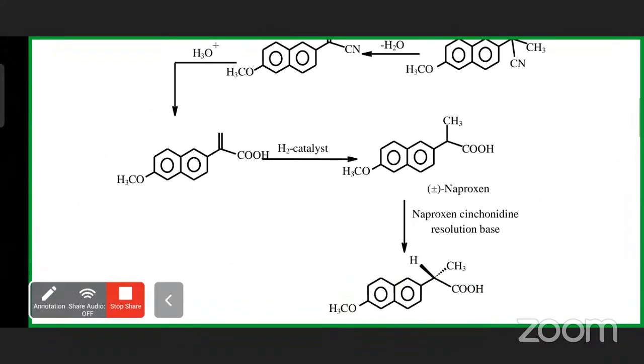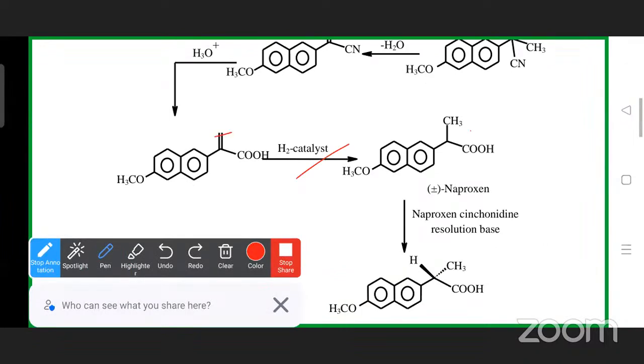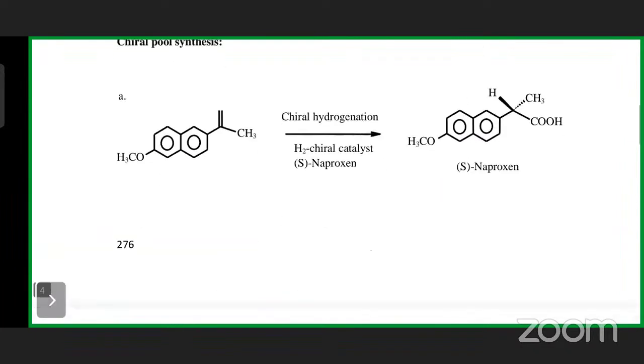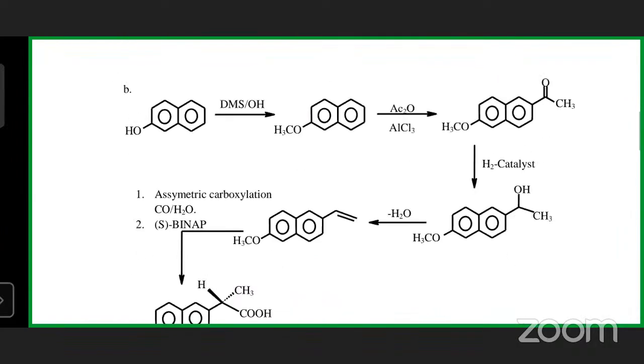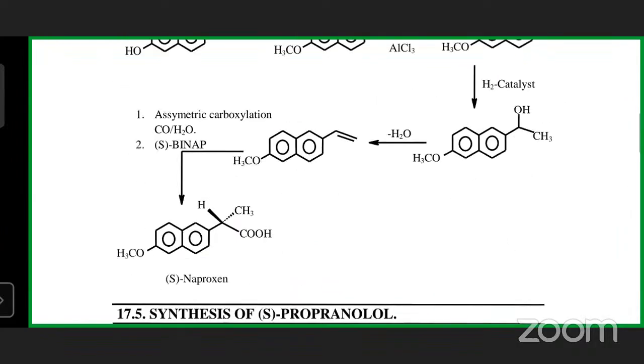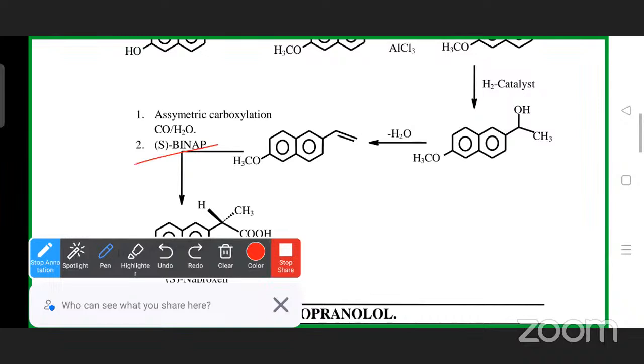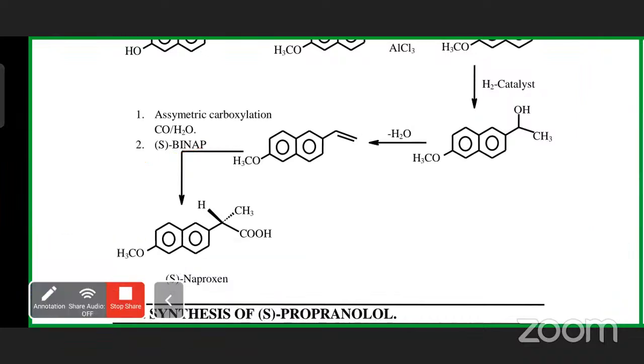So upon doing the hydrogenation with catalyst here, where this olefin is converting into an alkane here, it gives the plus or minus, the racemic mixture of naproxen here. So this naproxen, further upon doing the resolution with base, right? Resolution with base here, it is going to give you the pure form of naproxen. Yes, naproxen here. And in the chiral pool synthesis, the same method is used, but at this stage we are using the asymmetric carboxylation with S-BINOL, right? S-BINOL is used, then the S isomer is separated.